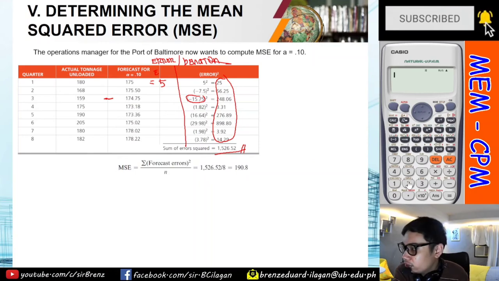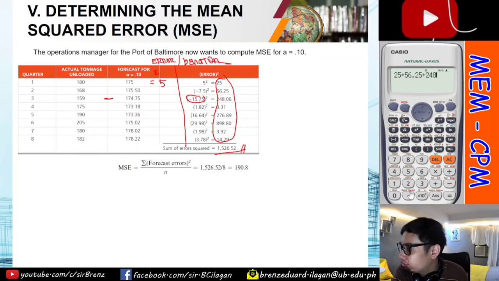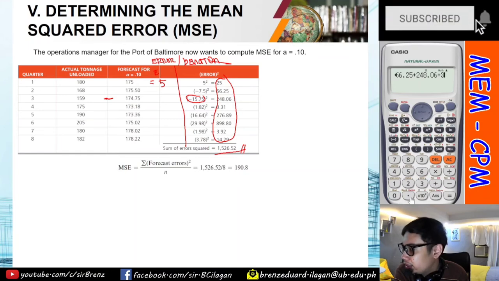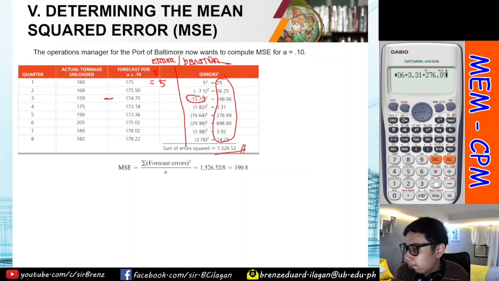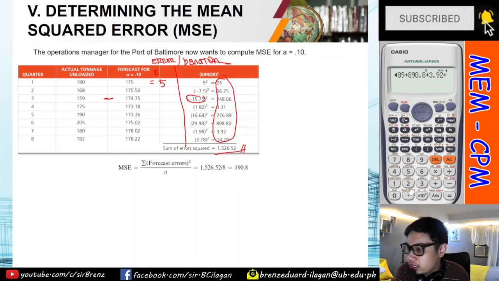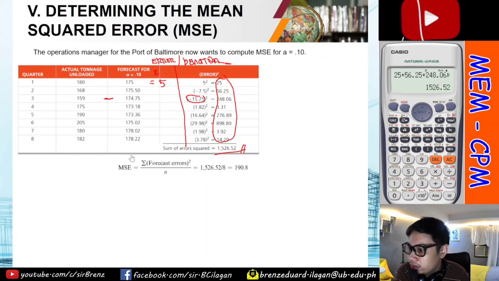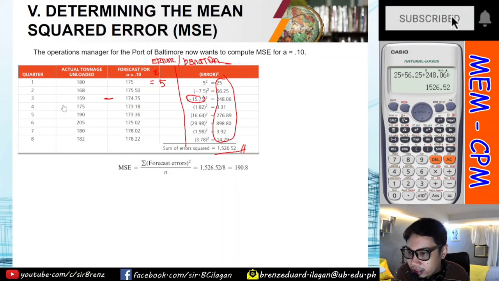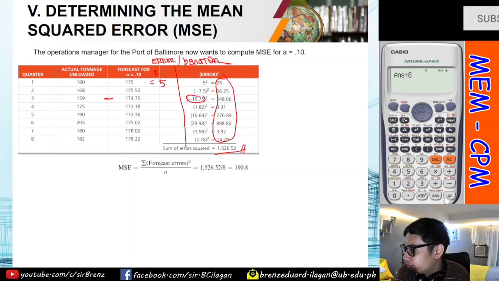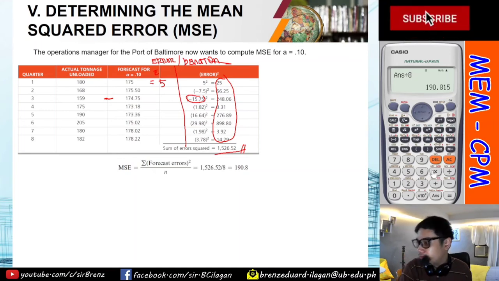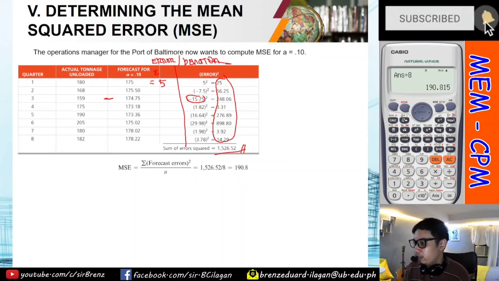Pindutin natin sa calculator. So, we have 25 plus 56.25 plus, ano yun? 248.06 plus 3.31 plus 276.89 plus 898.8 plus 3.92 and then plus 14.29. Ayan, so tama naman ng 1526.52. So, yung squared ng forecast error na yan, and i-divide mo lang siya dun sa total number nito. So, that is 8 again. So, divided by 8. So, we have 190.8.